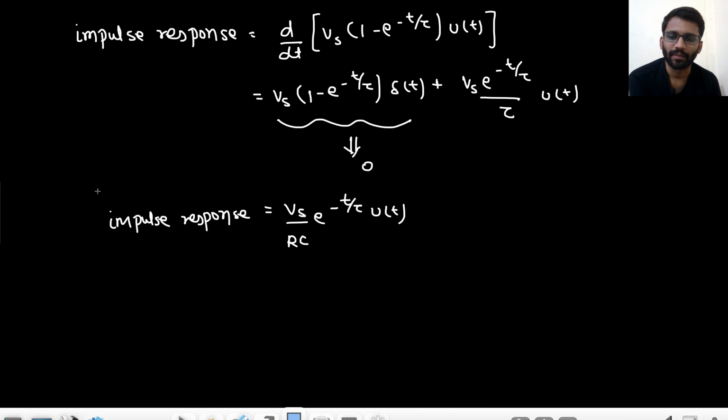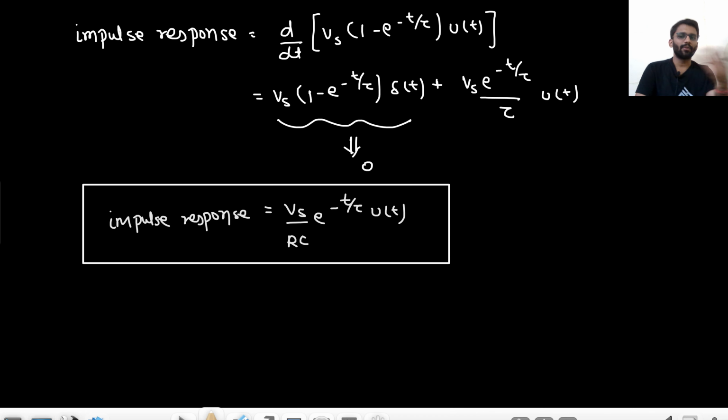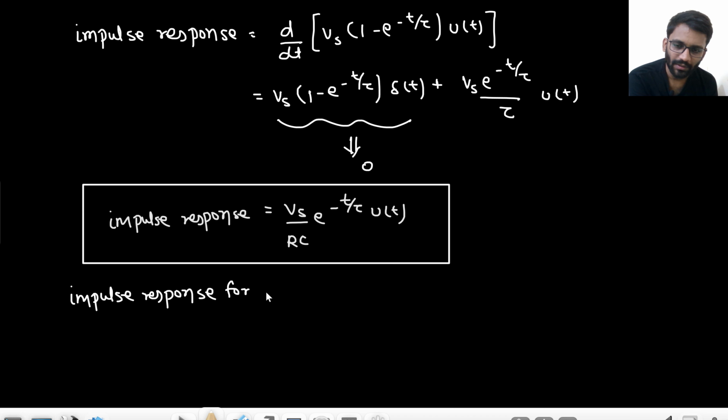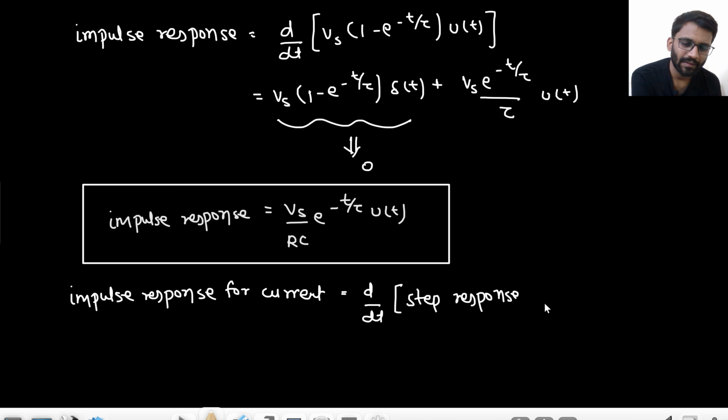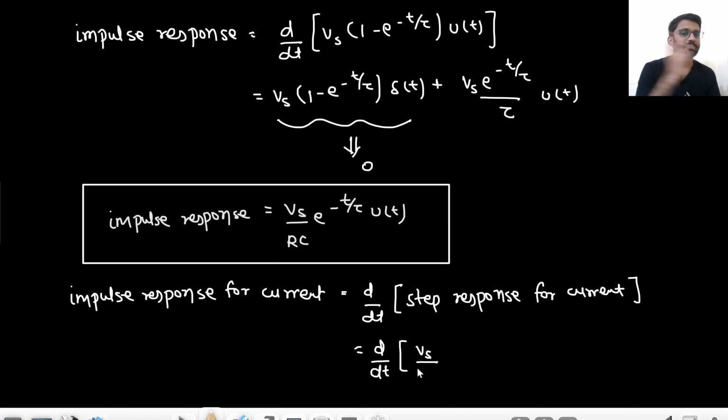So this is how also you can solve by the equation. This is also a good method. Same you can do with the current. Same you can do impulse response for current. What was the expression of step response for current? Initially Vs by R, then decays down to 0, into u(t). If you just differentiate it, you will get your final answer.